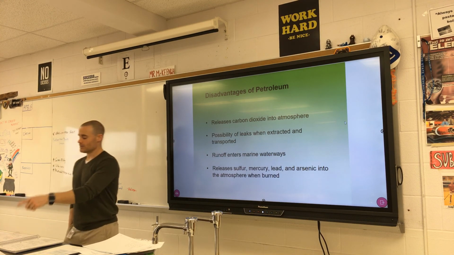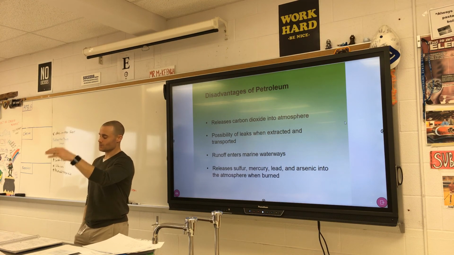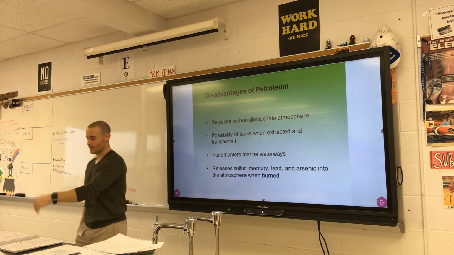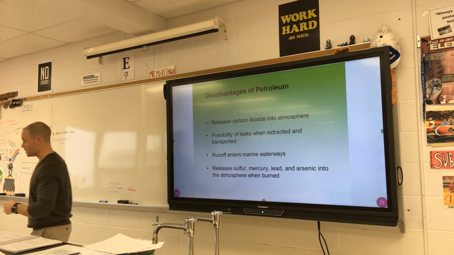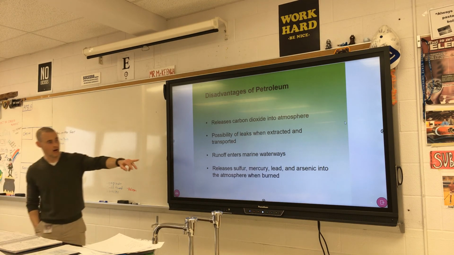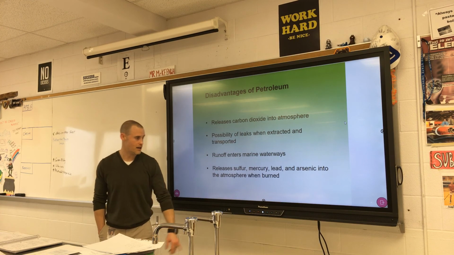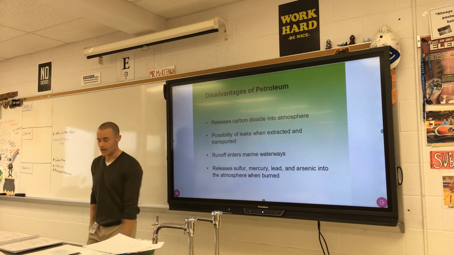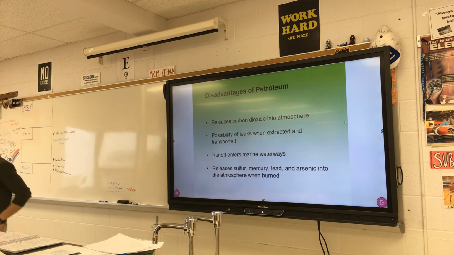So there was 206 million gallons in the Gulf, but in other parts of the world there are bigger spills. I didn't write them down. But oil spills are a big problem. Runoff enters marine waterways. Also, sulfur, mercury, lead, and arsenic are in oil. There are also impurities in oil. You're taking care of your own notes, whatever you're going to write down, but you need to know the advantages and disadvantages of all these.